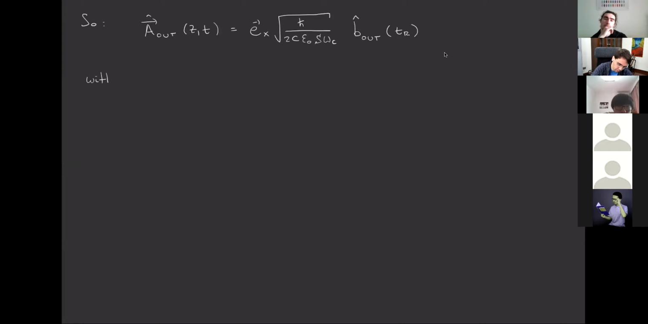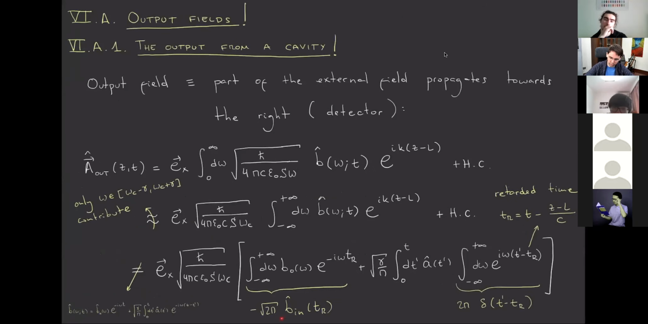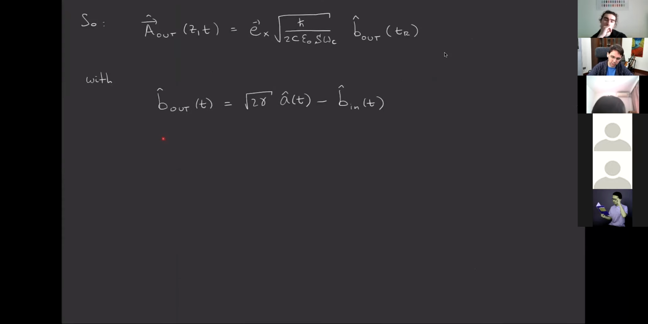And this output operator at any generic time t can be written as the square root of 2 gamma, and then the contribution from the cavity minus the input. So you just need to write the things in here and you will find that expression. The delta function removes the time integration and evaluates a at tr. So then you end up with this final expression here.